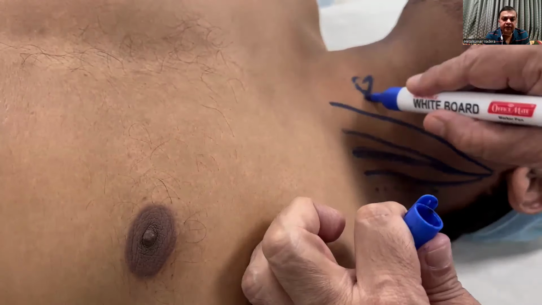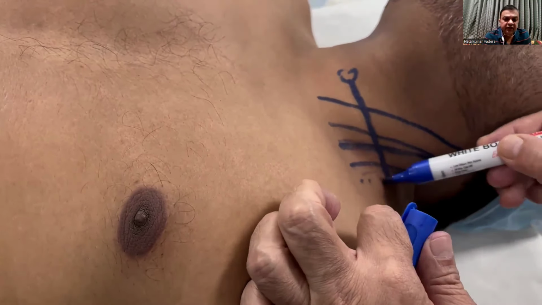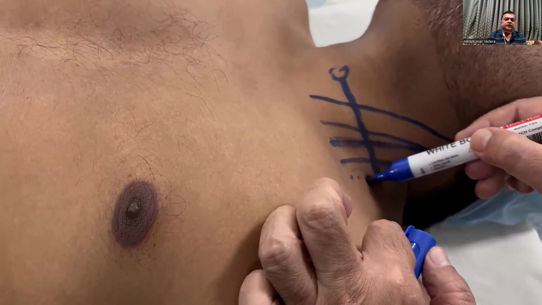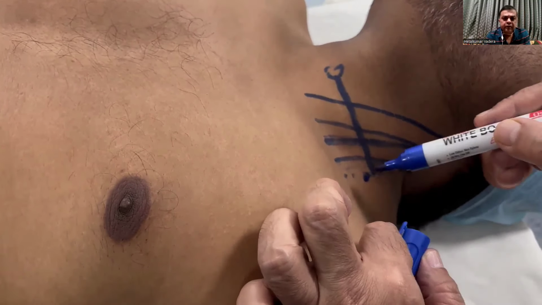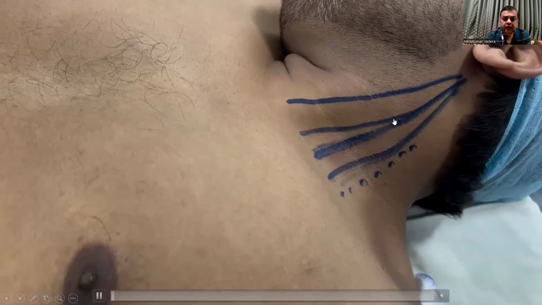Here you can see I palpate the cricoid cartilage and going parallel to it the level of interscalene groove, and here will be my entry point. I'll go perpendicular to the skin just below it, and I will try to elicit the response. Now we will see what are the various responses and how to elicit it.